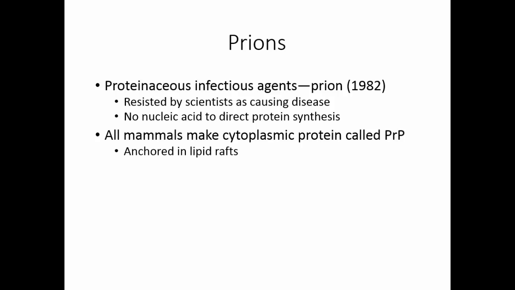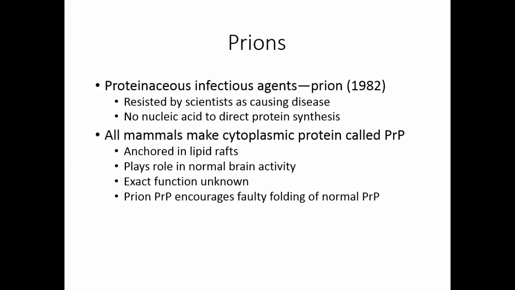Now, PRP is anchored in a lipid raft, and you'll remember that in eukaryotic cells, we could have clusters of lipids and proteins that were always together. They could float around in the phospholipid bilayer, but this little cluster always was consistently together. That's what a lipid raft was. It turns out that PRP plays a role in normal brain activity. We don't exactly know how it works, we just know that it plays this role.